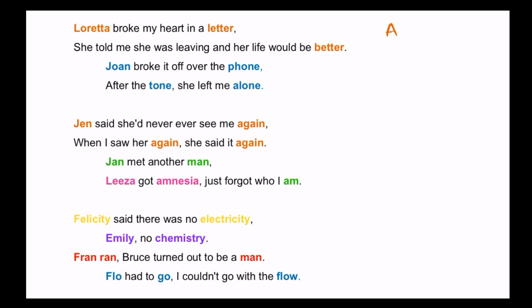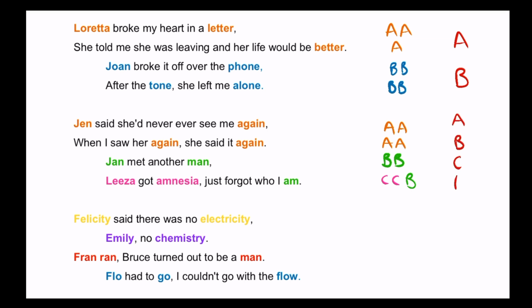Firstly, in here, we get an A-B rhyme scheme in the first 4 lines. We've got Loretta, letter, better as our A rhyme, and then Joan, phone, tone, alone as our B. Then we get A again with Jen, again, again, again. A lot of agains there. Followed by a B pattern with Jan, man. And then we get a C rhyme with Lisa and amnesia before we go back to the B on am, which rounds out that section there as an A, B, C, B pattern.